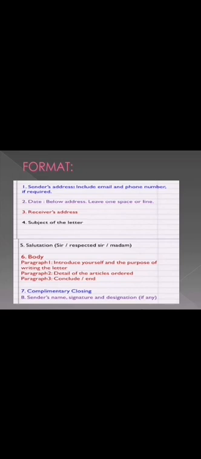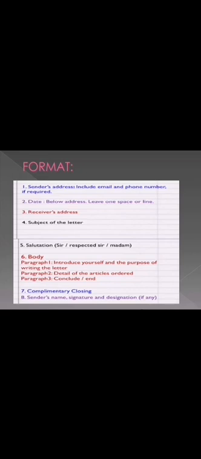Step number 2, that is date, and all of us know that we have two ways to write it, British or American. Leave one line and please mention the receiver's address. Here we have 3 steps. Firstly, we will mention the designation, for example, the manager, the sales manager, the chairperson. Next, we will mention his address.